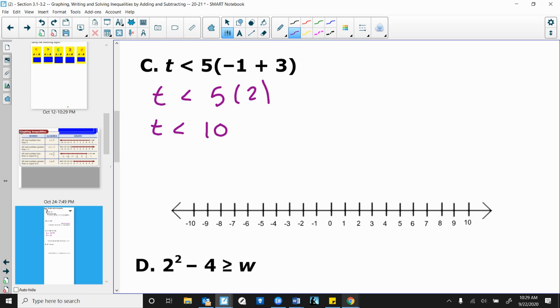Yes, Lydia? So there's nothing to distribute here. If there was a variable in here, then I would say distribute. But in this case, there's just 2 numbers. So I can just add what's inside the parentheses. I still got the same one. You will. Yeah.